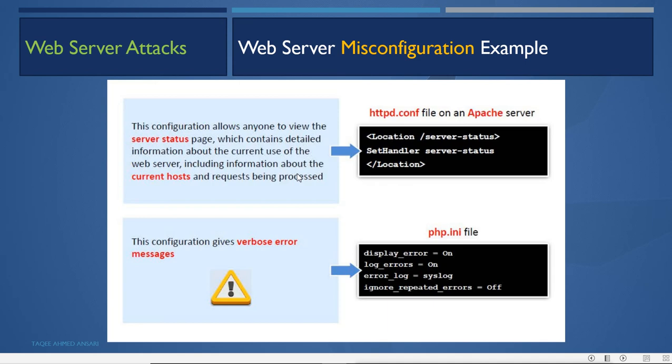Then in the PHP configuration file, if the configuration gives verbose error messages, such as display_errors on, log_errors on, error_log syslog, ignore_repeated_errors, it can make the error messages verbose. These are some kinds of misconfiguration examples.